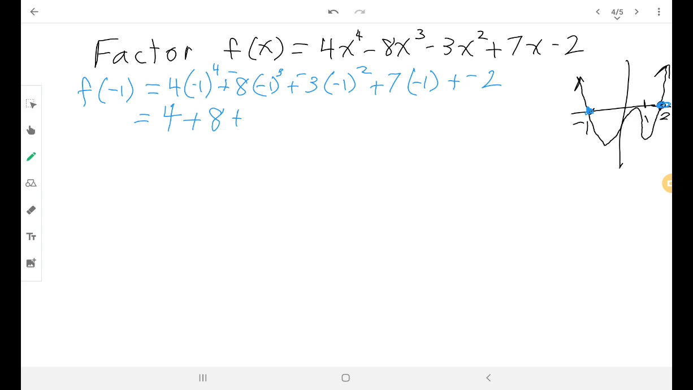Plus -3 times +1, since -1 squared is -1 times -1, which is +1. So -3 times +1 is -3, plus 7 times -1, which is -7, plus -2. So if you look, these three give me -12. That is -10 plus -2 is -12. And these two give me +12. So I've got 12 plus -12, which indeed is 0.